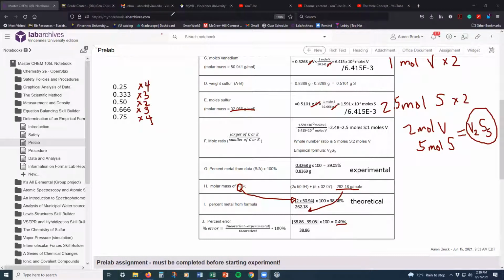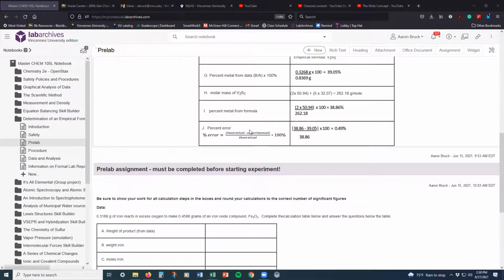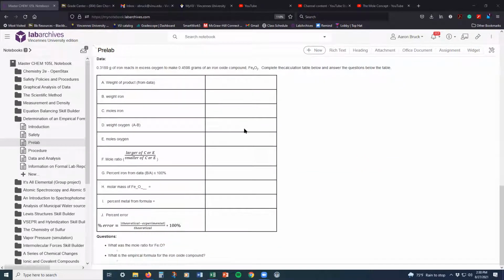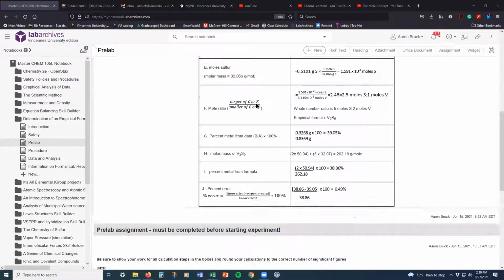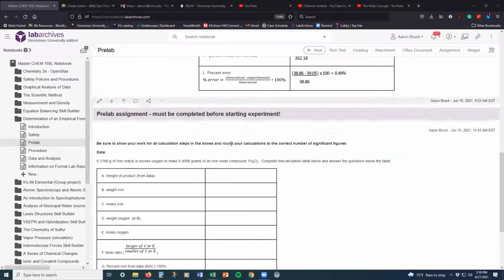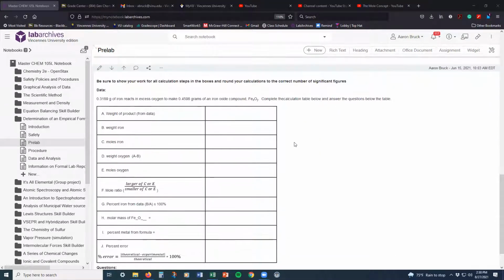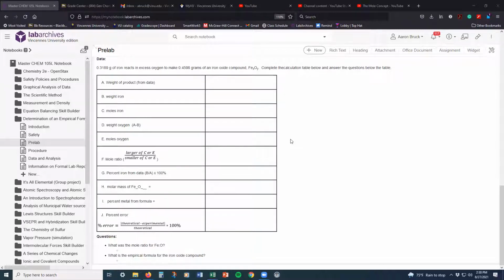So this is what you're being asked to do in the pre-lab. You can see that the pre-lab itself that you have is basically the same thing, only instead of vanadium and sulfur, you're dealing with iron and oxygen. So slightly different, but pretty much the same. So that's the pre-lab for this particular lab.